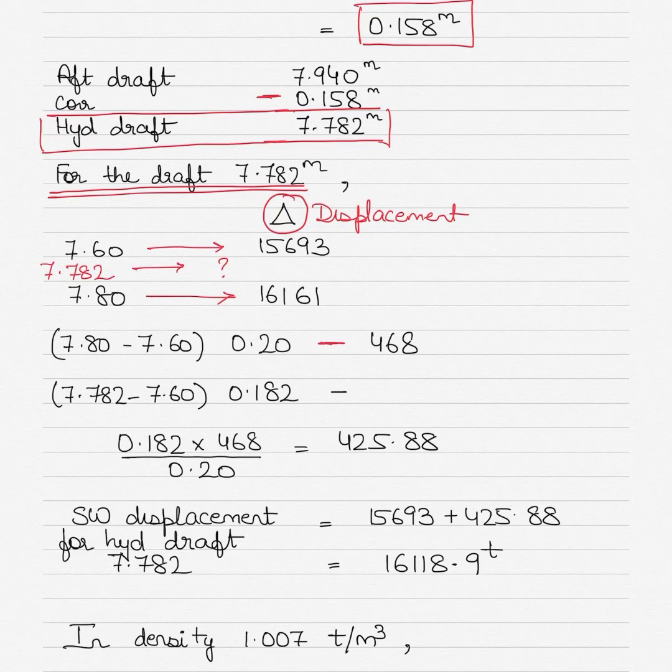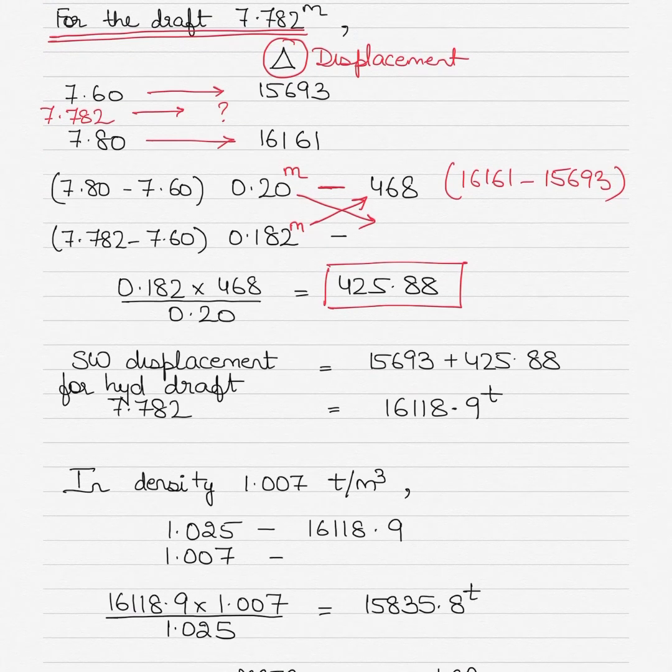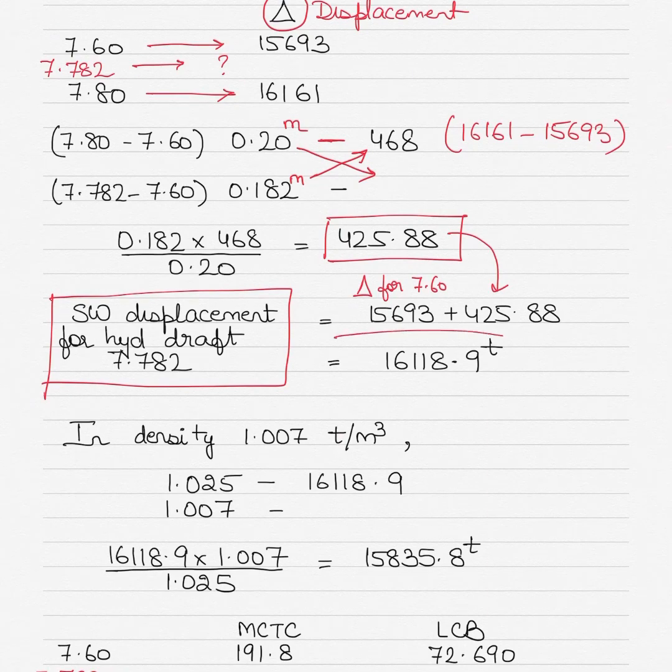The interpolation is similar. For a difference of 0.20 meters of draft, the difference in displacement is 468. This is 16161 minus 15693. So for a draft difference of 0.182 meters, what will be the change in the displacement? Cross multiplication gives you a correction value of 425.88. You can see as the draft increases, so does the displacement. So the seawater displacement for hydrostatic draft of 7.782 meters is, you will add this correction value to the displacement for a draft of 7.6. So you will add it to 15693 and you will get the displacement.